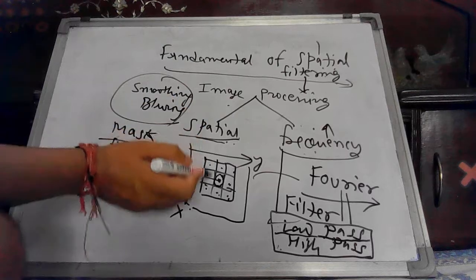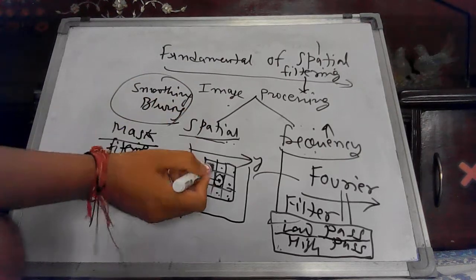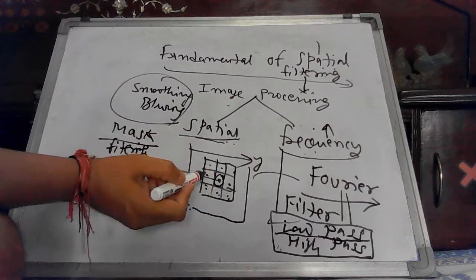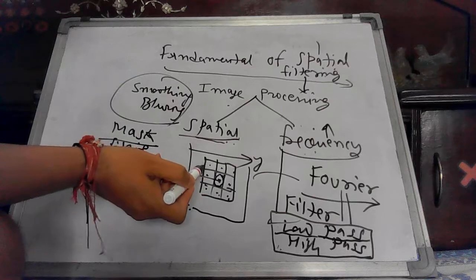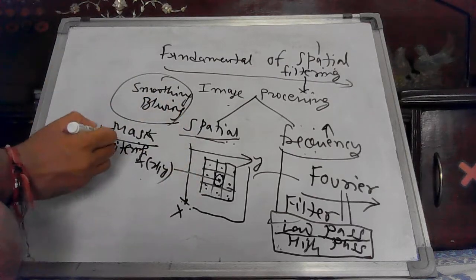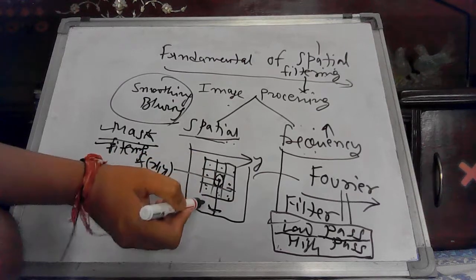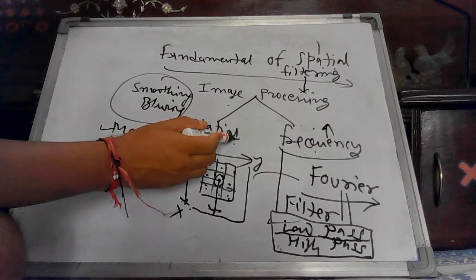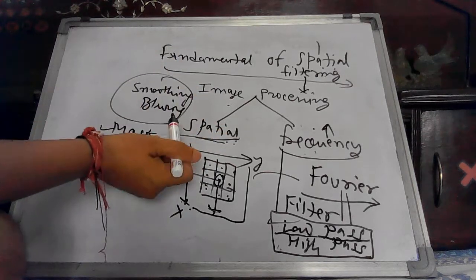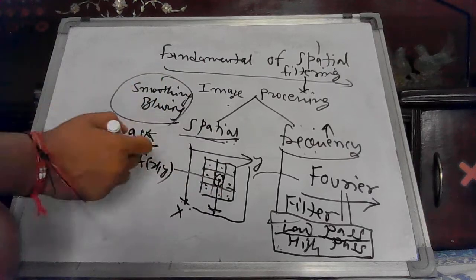So whenever you are not directly processing a single pixel, but you are changing the value of a single pixel by looking into its corresponding neighbors and using some kind of mask, and then the resultant value you are reflecting on the f(x,y) position, then this kind of operation is known as spatial domain filtering. Clear?